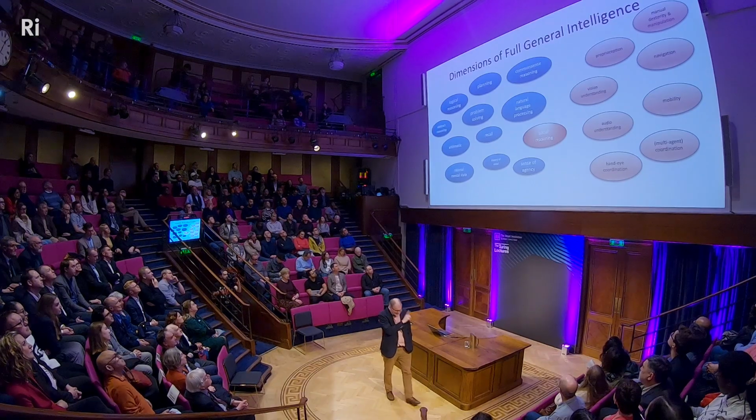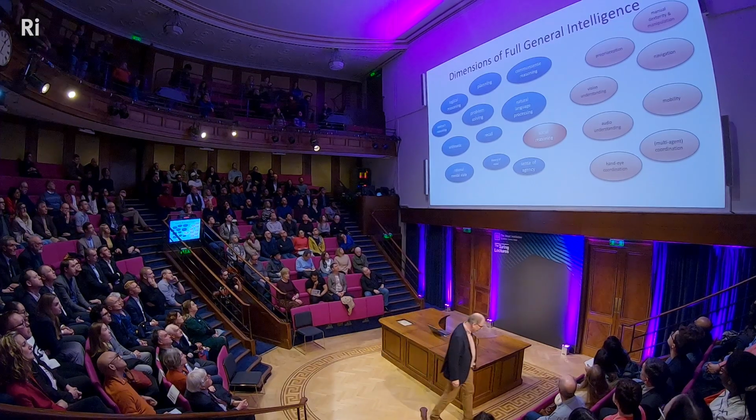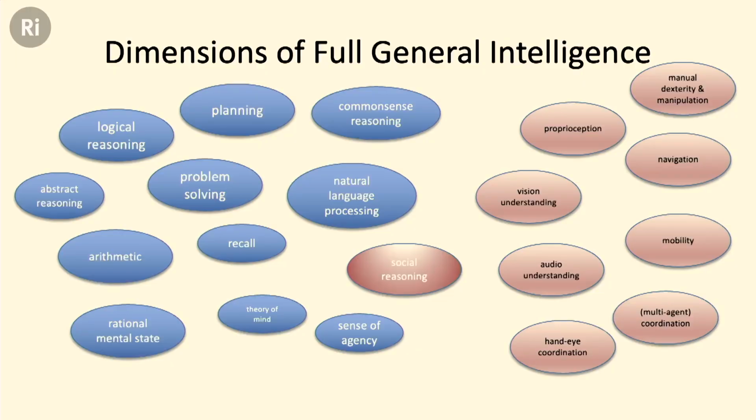If we look here, this picture illustrates some of the dimensions of human intelligence, and it's far from complete. This is me just thinking for half an hour about some of the dimensions of human intelligence. The things in blue, roughly speaking, are mental capabilities, stuff you do in your head. The things in red are things you do in the physical world. So in red on the right-hand side, for example, there's mobility, the ability to move around some environment, and associated with that, navigation. Manual dexterity and manipulation, doing complex fiddly things with your hands.